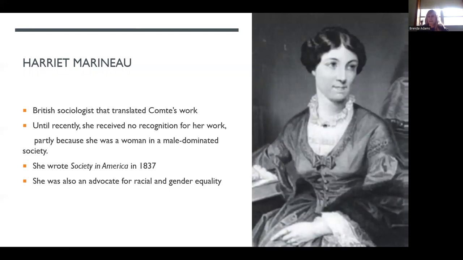So until recently, of course, she received no recognition for her work, and that is mainly because she was a female in a male-dominated society. So we find this a lot as we go back into these different areas, that there were so many women that were just as important as men, but they weren't recognized. So we are recognizing them now.